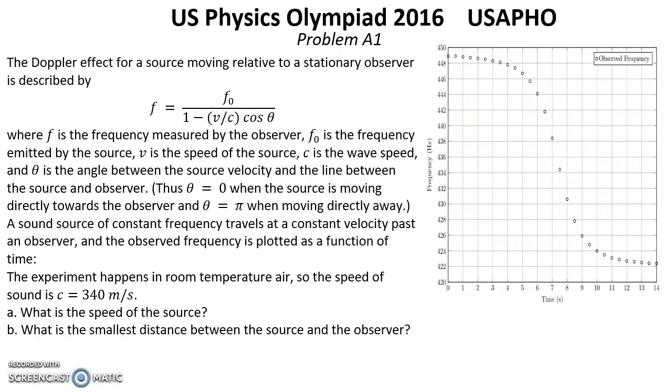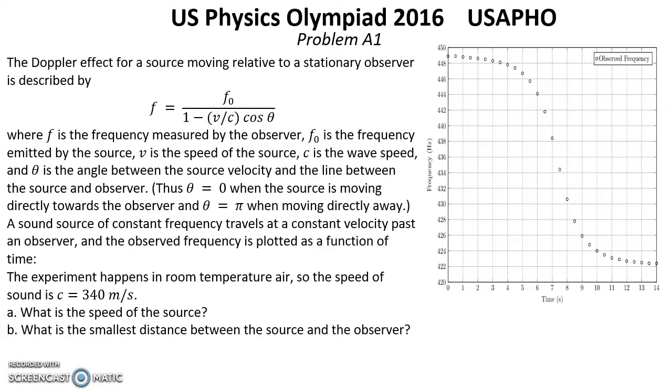Problem A1. The Doppler effect for a source moving relative to a stationary observer is described by the formula F equals F0 over 1 minus V over C cosine theta, where F is the frequency measured by the observer, F0 is the frequency emitted by the source, V is the speed of the source, C is the wave speed, and theta is the angle between the source velocity and the line between the source and observer.